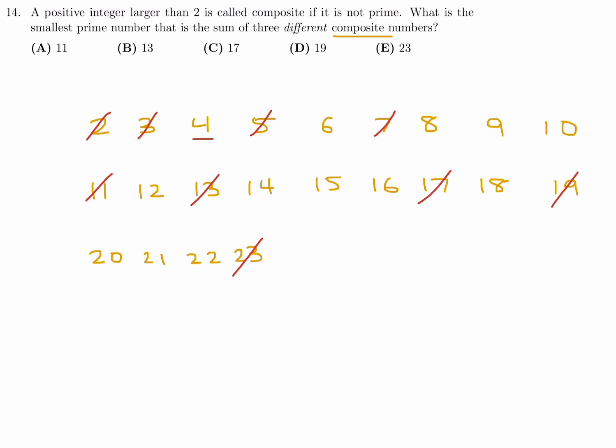Let's obviously start with the smallest ones because they want the smallest prime number. So 4, 6, and 8 are my smallest remaining composite numbers. 4 plus 6 plus 8 is 18, but 18 is not a prime. It's divisible by 2. It's an even number. Okay, no problem. Go back to the drawing board. Let's try 4, 6, and 9. 4 plus 6 plus 9 is 19, and 19 is a prime number. And there you go, that's it. So number 14, the answer is D.